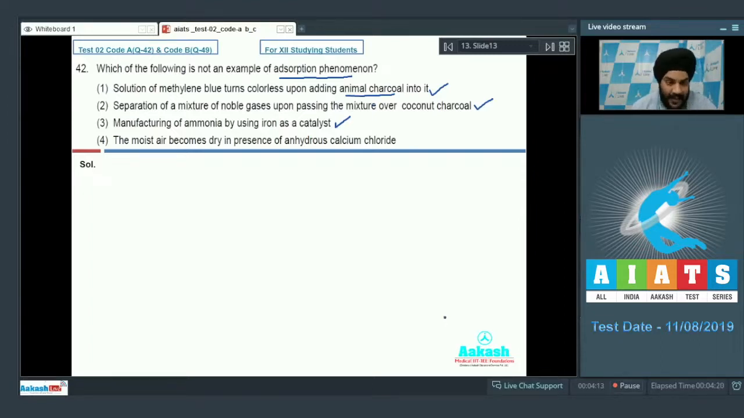If we talk about the fourth option now, moist air becomes dry in presence of anhydrous calcium chloride. So students, in this case, there is absorption. Anhydrous calcium chloride absorbs water. So this is not an adsorption phenomena. So students, for this question, we have to select the fourth option as the correct answer. Let us look at the next question now.